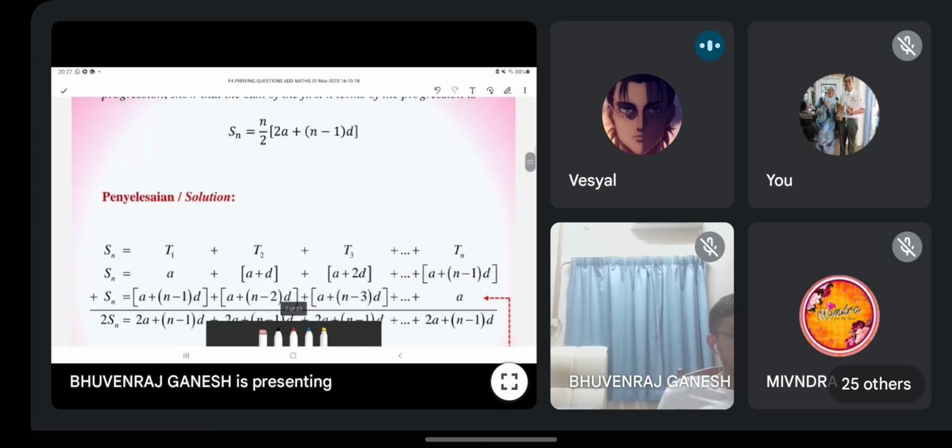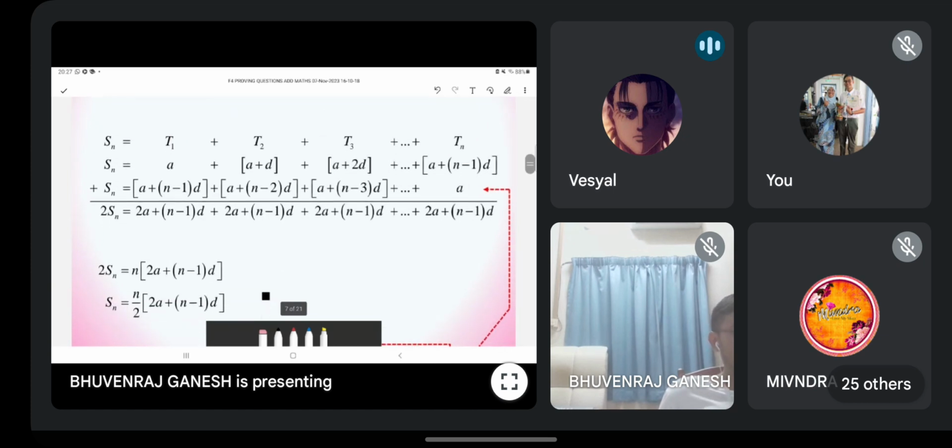Can scroll down, Abun. Okay, as you remember, in arithmetic progression your terms increase by d. So your first term will be t1, your second term will be t2, or you can also write it as a plus d. Increasing upwards, it'll be a plus d, a plus 2d, and so on until your nth term, tn, which is a plus n minus 1 d. So far so good, right? I think so. Yeah, correct.